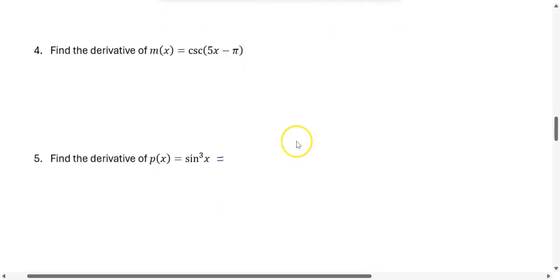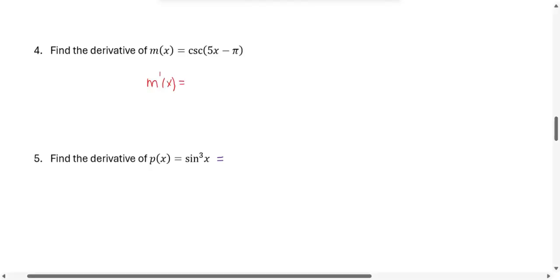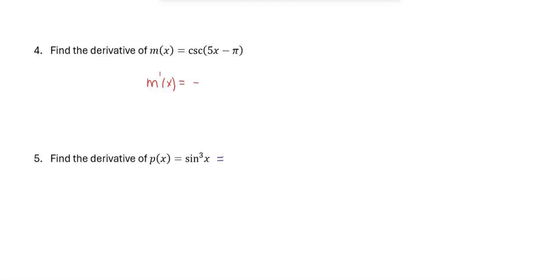Let's try it again here with m of x. Maybe you can pause the video and try it yourself. Okay, maybe you tried that. So m prime of x, the derivative of the outside function, is cosecant. The derivative of cosecant is negative cosecant x cotangent x. But we're just going to leave that inside alone, right? Negative cosecant something cotangent of the same something. So we got that. That's the first part.